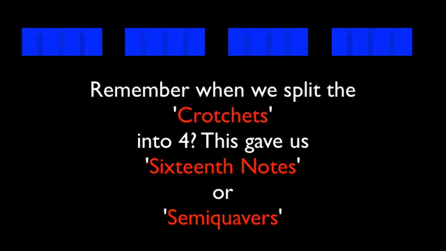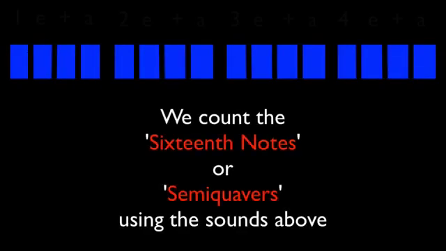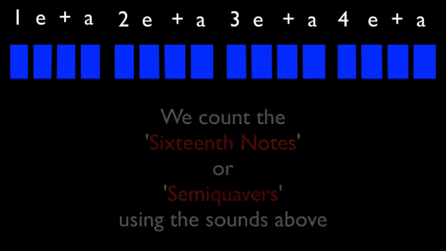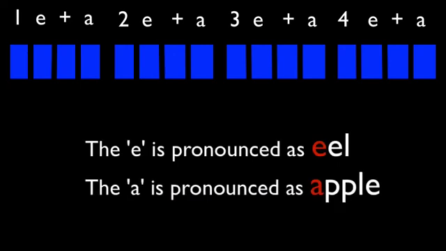Remember, when we split the crotchet into 4, this gives us 16th notes, or semiquavers. Here we have the crotchets again, and we are splitting each crotchet into 4. This gives us 16 notes in a bar. The count is shown above. We pronounce the E as in eel and A as in apple.